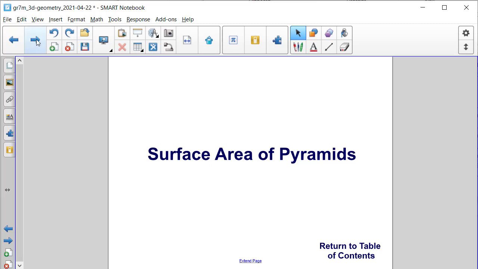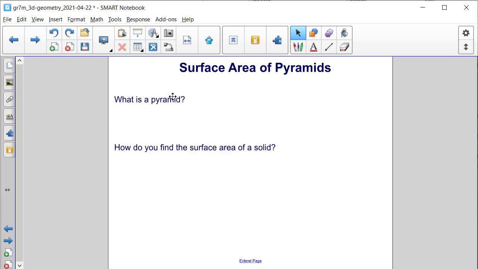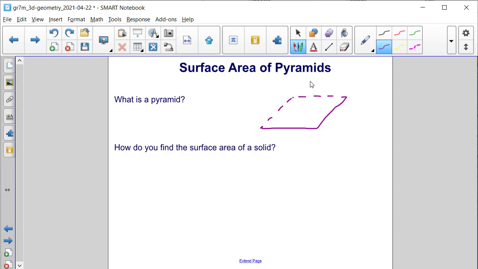Surface area of pyramids. What is a pyramid? And how do you find the surface area of any solid? Well, a pyramid is a special type of solid that consists of one polygonal base and a set of triangles that all meet at a common vertex, such as this solid here.